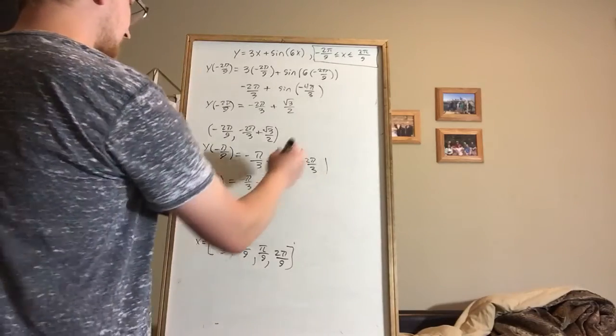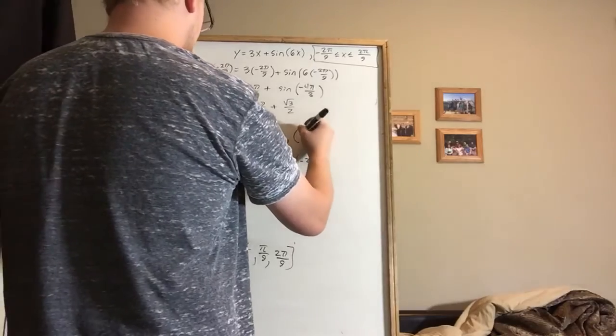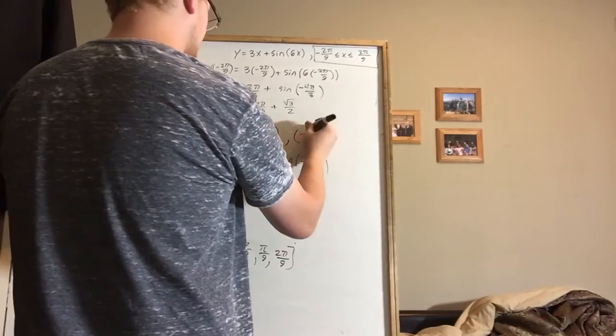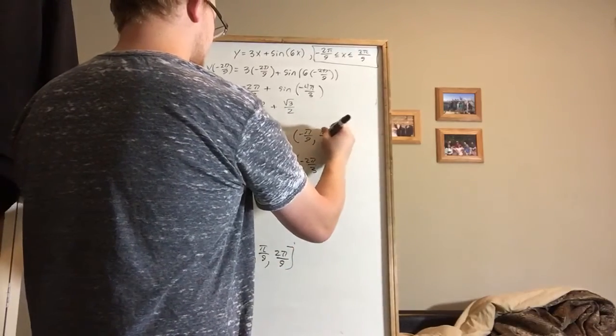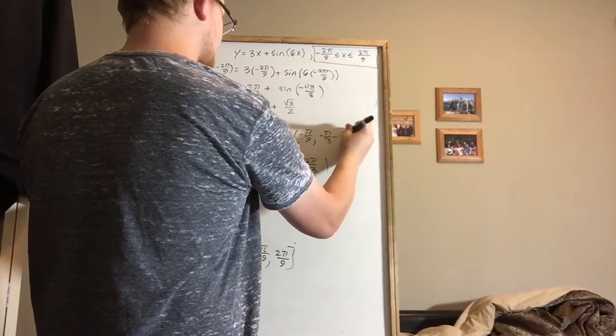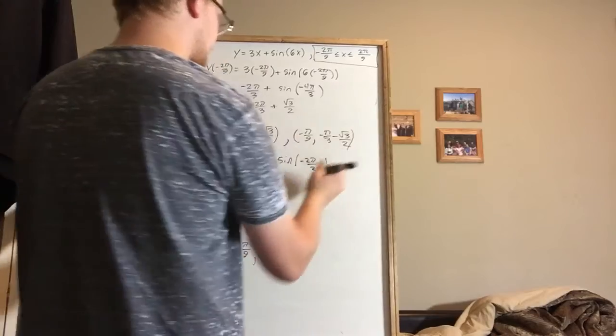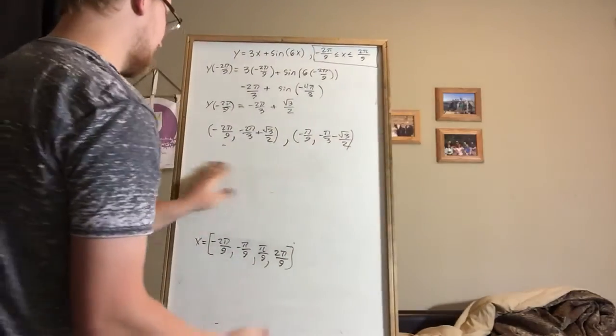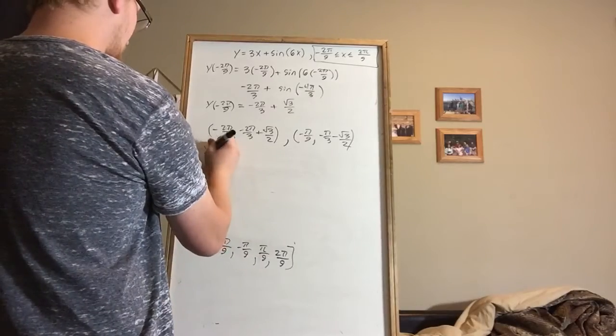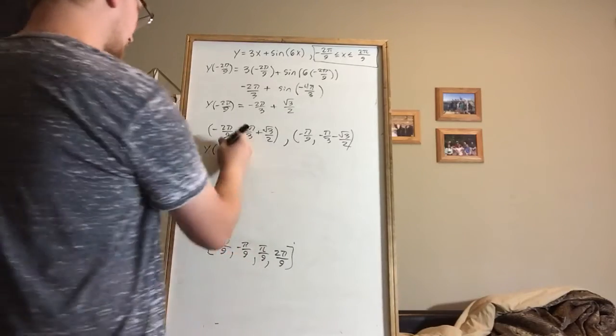So there's our second ordered pair. It's when we plug in negative pi ninths, and the output is negative pi thirds minus root 3 over 2. Alright, now we need to make some more space. We'll plug in another point. What about y when we plug in pi ninths?